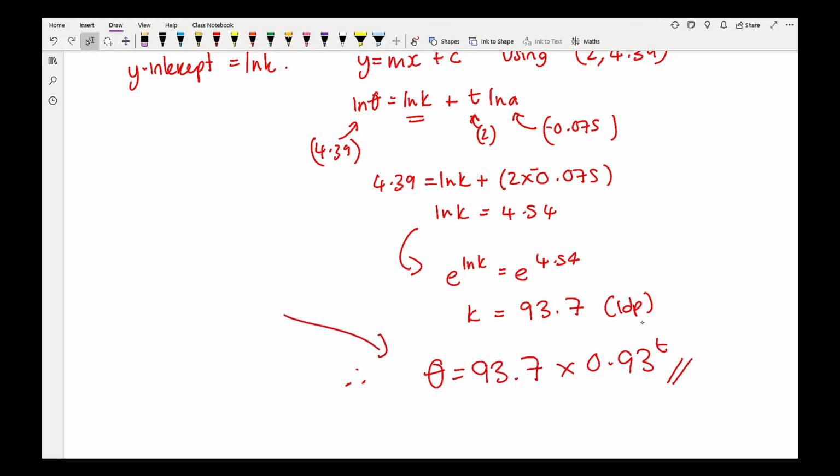And the reason that final formula comes from is theta equals K a to the t. All I've done there is replace my K and my A values into that formula to give me what the model is going to be.